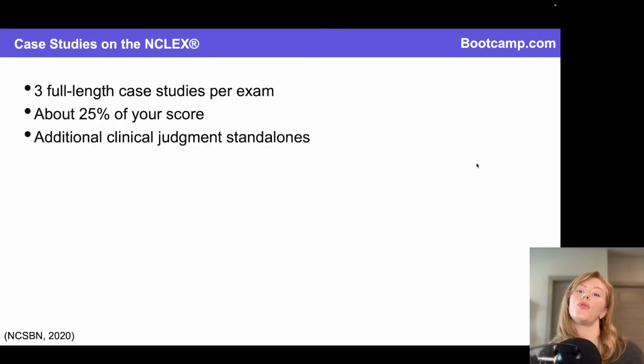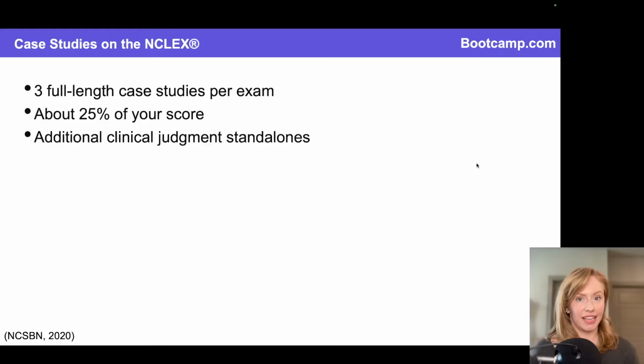You are going to have 3 full-length case studies on an 85-question test. That means 3 cases, 6 questions each, will make up about 25% of your score. If you have a longer test than 85 questions, you're going to see additional clinical judgment items in the form of trend and bow tie items. Either way, this is going to make up a big chunk of your test because this is really important. This is kind of the heart of nursing.